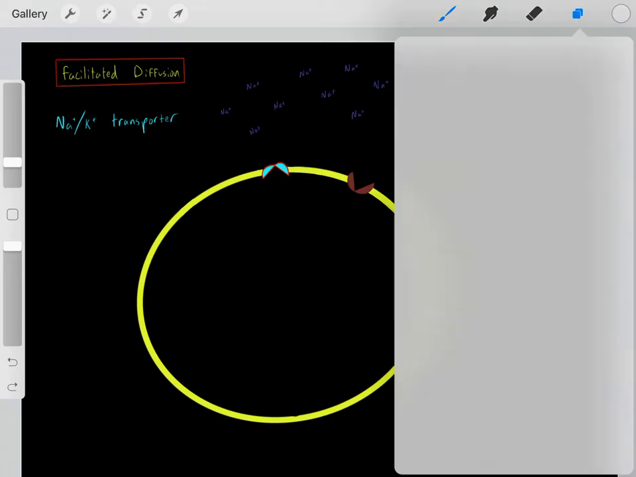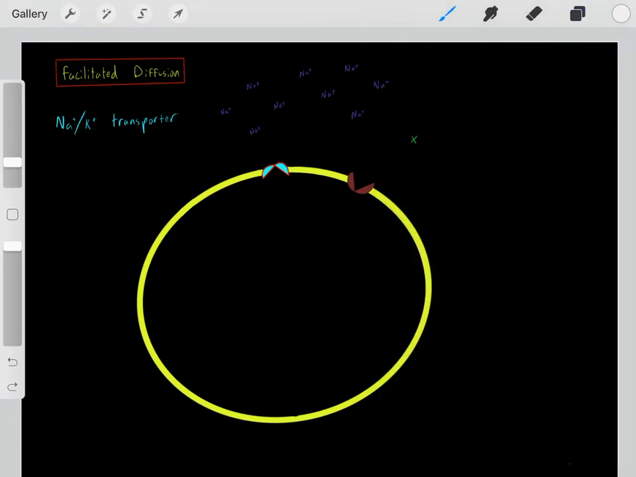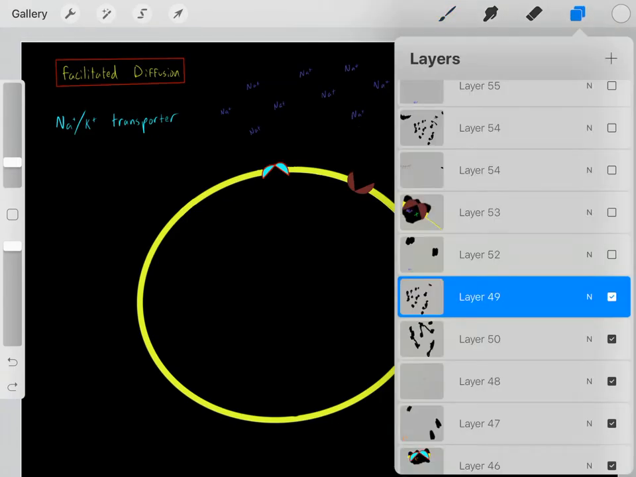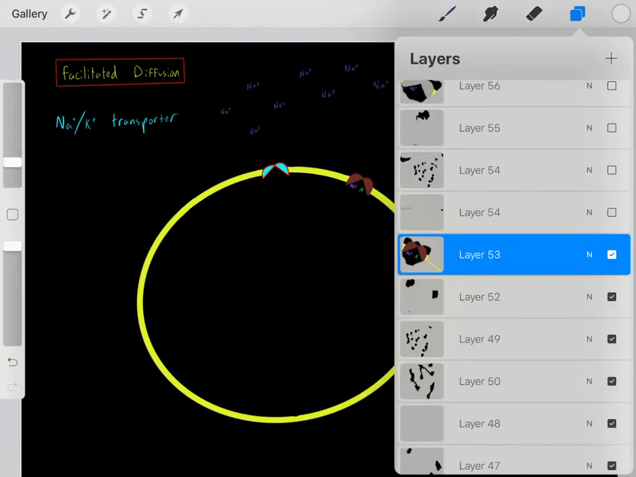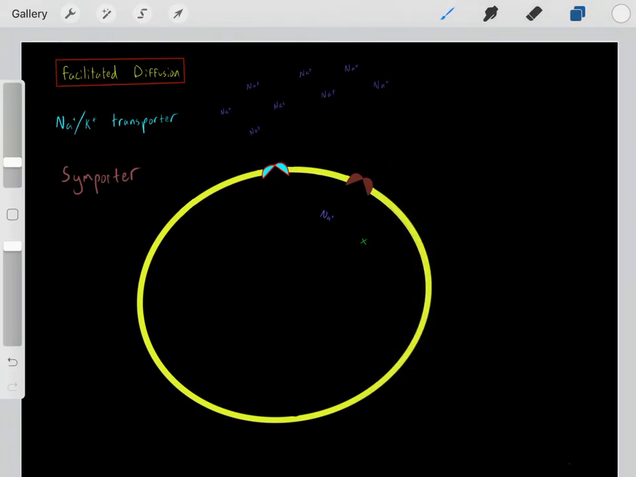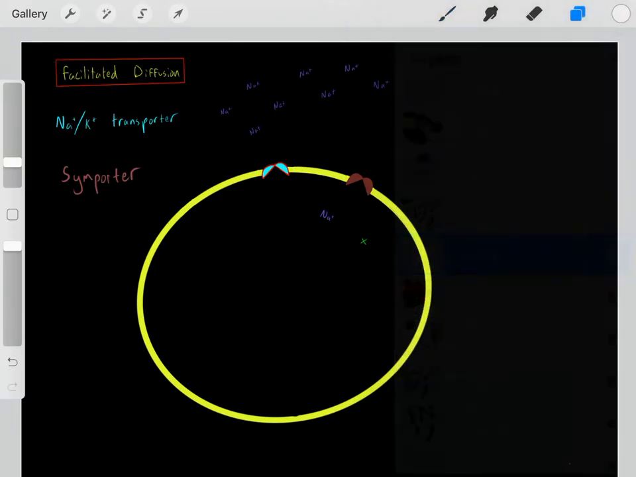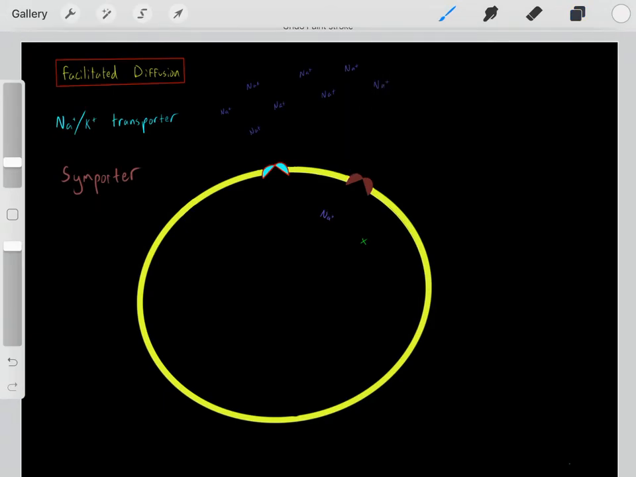So again, the way this works is first, the sodium and the compound X will both bind to the transporter. Then the transporter will go through a conformational change. Now the molecules will be released. So notice what we've done. We've essentially used that sodium gradient to push that compound X inside of the cell. When we do this, it is referred to as a symporter. This would be a symporter because both the molecules are going in the same direction.